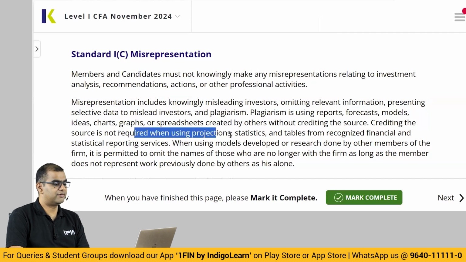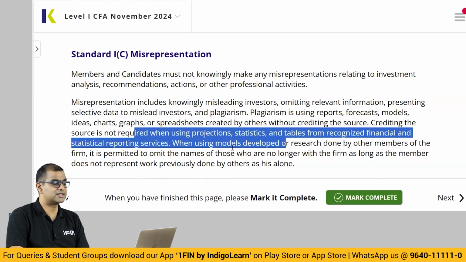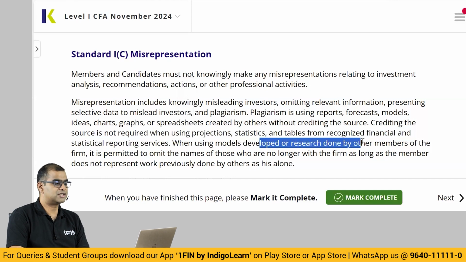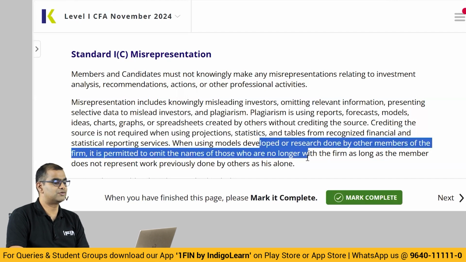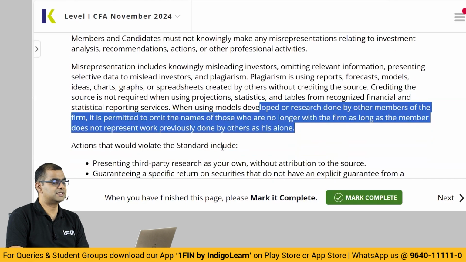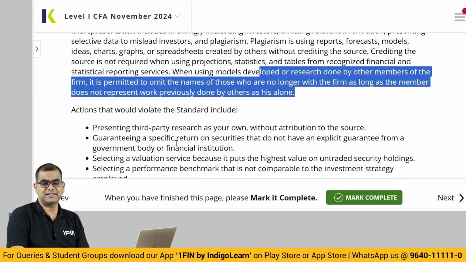Citing the source is not required when using projections, statistics, and tables from a recognized financial statistical reporting service. So if you're taking some data from Bloomberg or FactSet or Thomson Reuters, you need not give credit. But if you look at any of my reports, in fact, I used to give credit even for that as well. When using models developed or research done by other members of the firm, it is permitted to omit the names of those who are no longer with the firm, as long as the member does not represent work previously done by others as his alone. So if somebody else in your firm has done work, you may mention it, but if somebody has left the organization, you can remove their names.